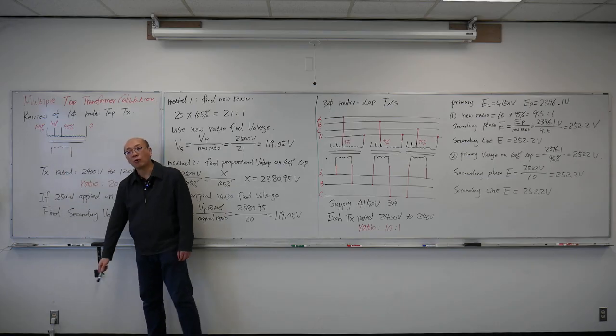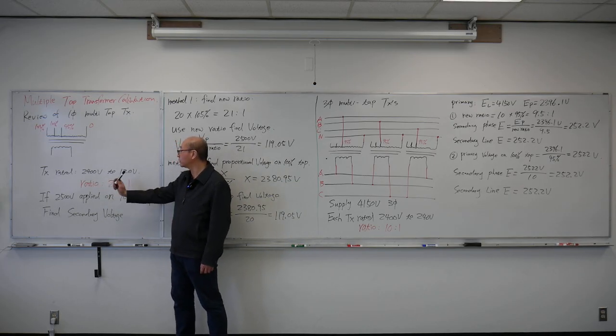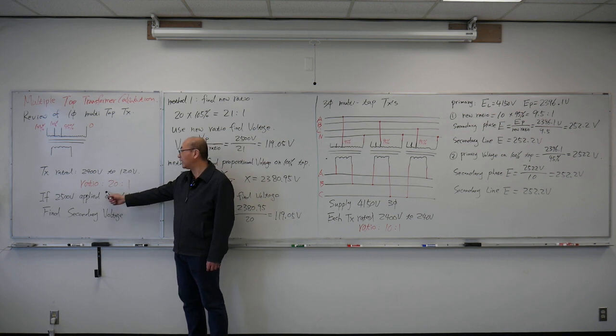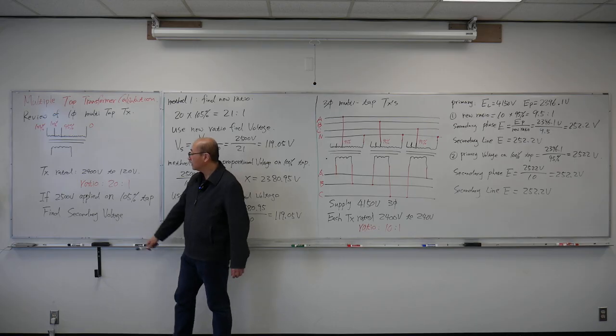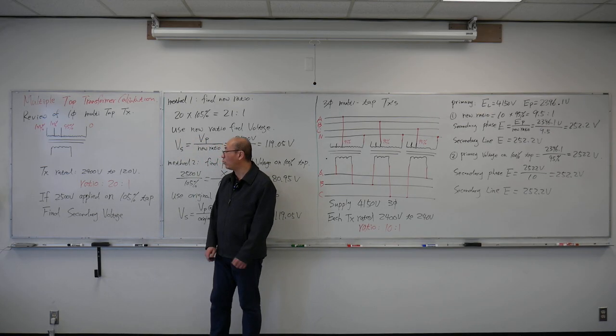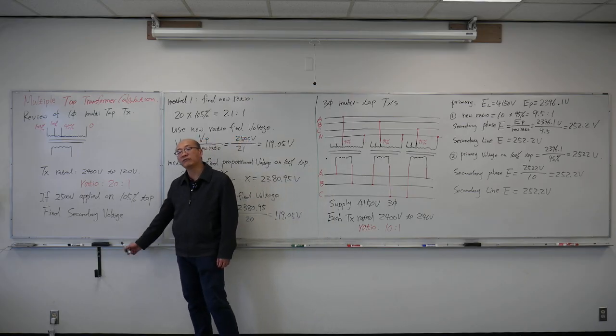Secondary side, one winding. The transformer is rated 2400 volts to 120 volts. So based on the rating, I can find out the ratio is 20:1. Then the question asks: if 2500 volts is applied on the 105% tap, what's going to be the secondary voltage?